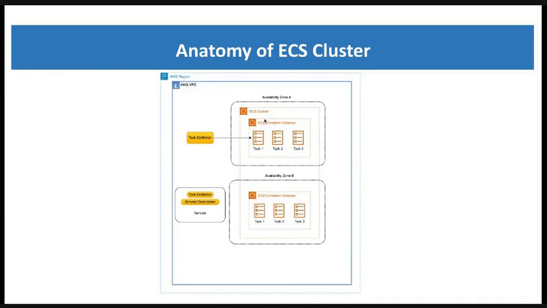These EC2 instances, when they register themselves to the ECS cluster, become EC2 container instances, which means they now run ECS tasks. They do this by running what's called an ECS agent on them. What you see over here is that these EC2 container instances are running different tasks: task 1, task 2, task 3.